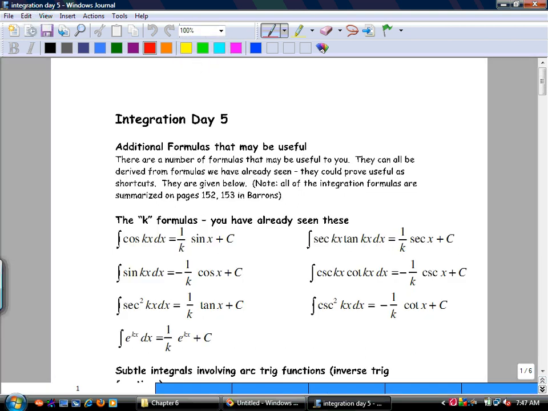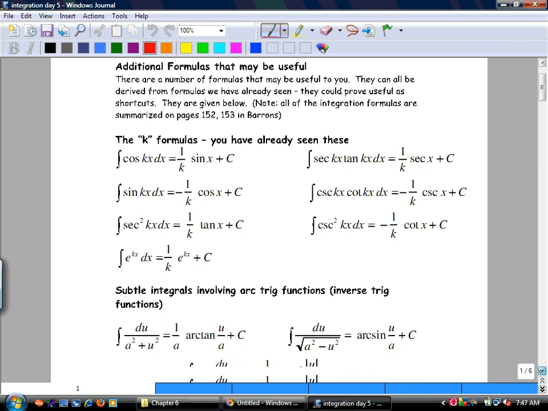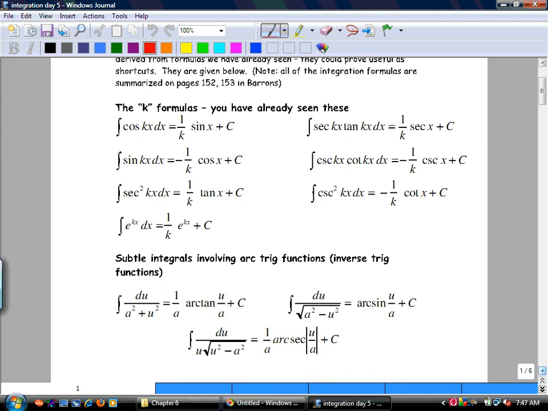Okay, so integration day 5, additional formulas that may be useful. Subtle integrals involving arc trig, inverse trig functions.